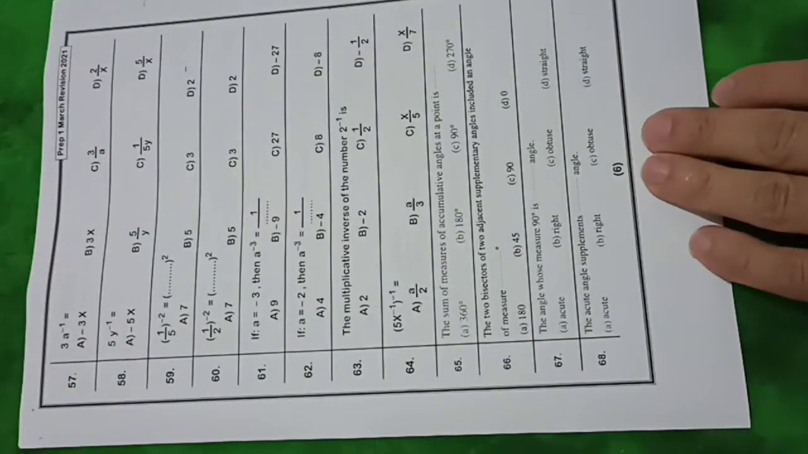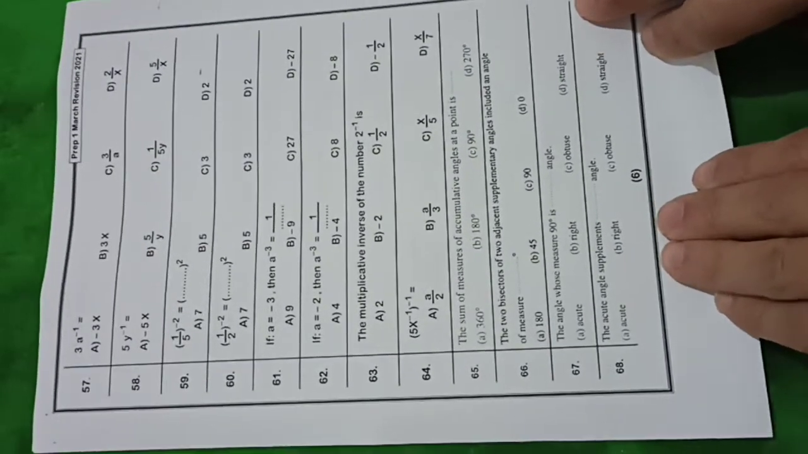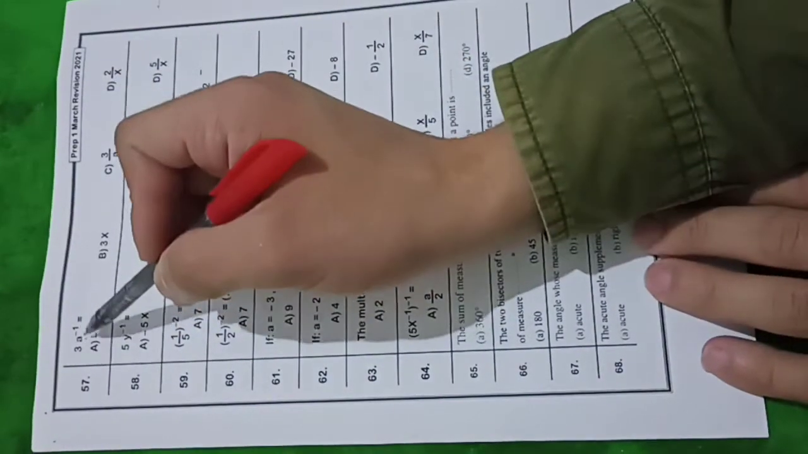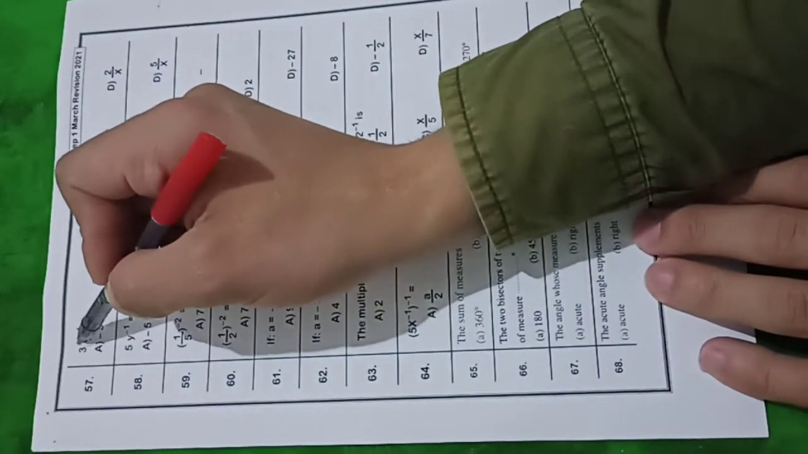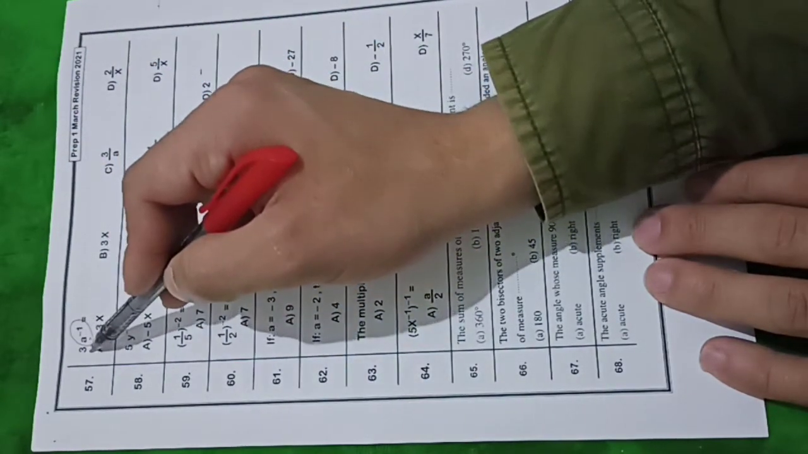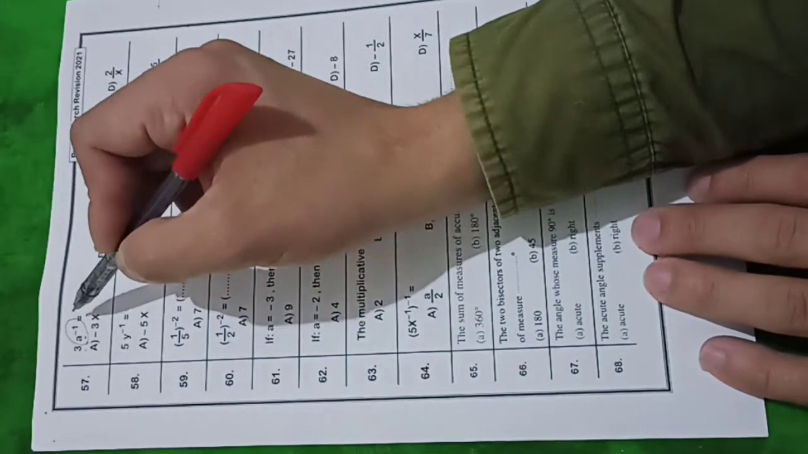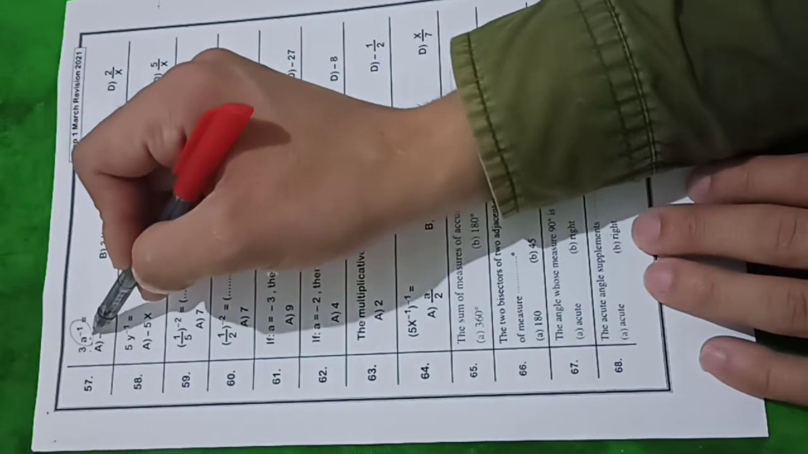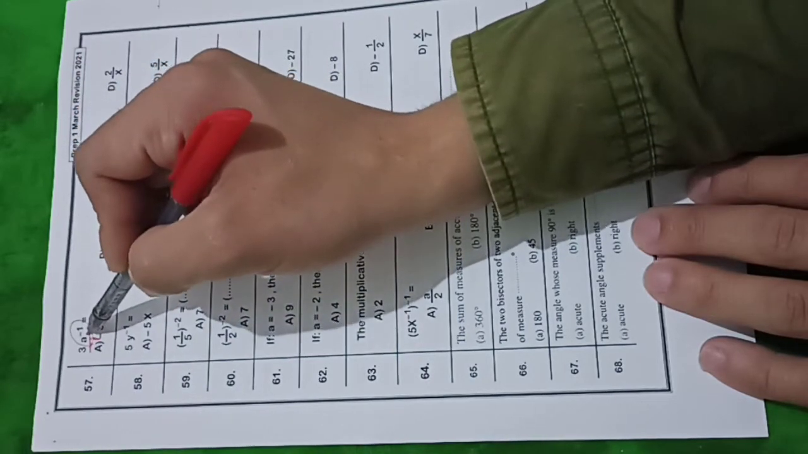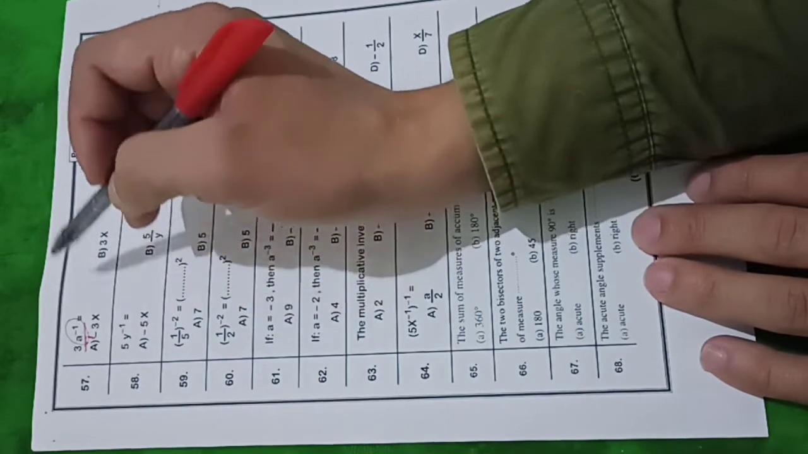Next one. 3a power negative 1. The negative power here is on a. So 3, its power is 1. I said if we have negative power, we flip the number. So the numerator of this number is 1. So we put a power negative 1 in the numerator in positive sign.